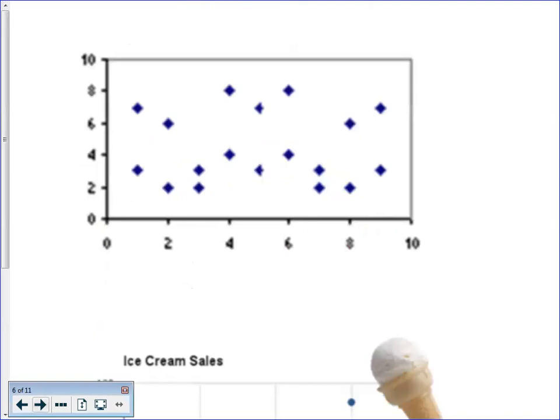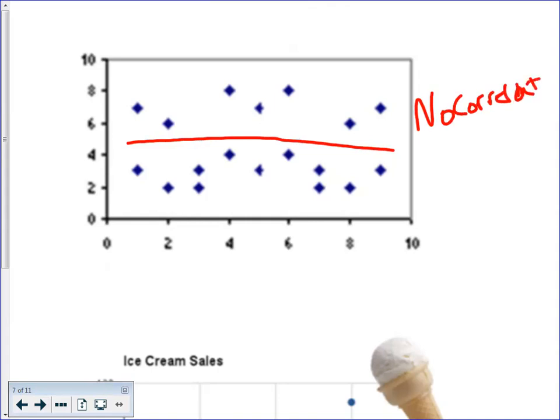All right, let's try this next one. Let's see. I'm not seeing us going up. I'm not seeing us going down. I'm kind of seeing it all over. Whenever all my dots are all over the place, that's where I have no correlation. So my correlation coefficient here would be 0.